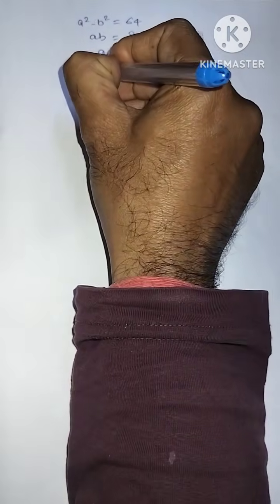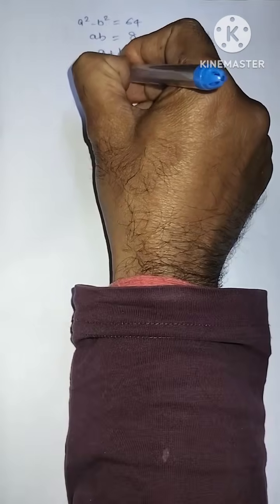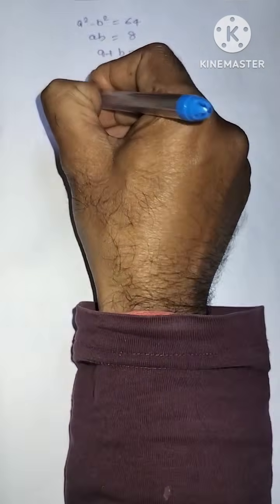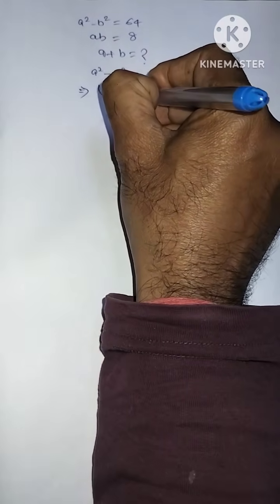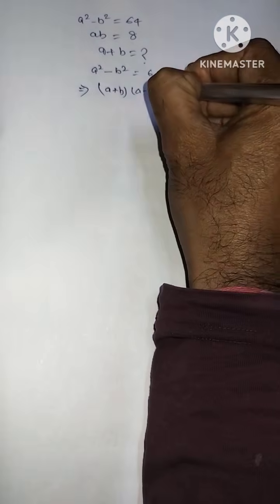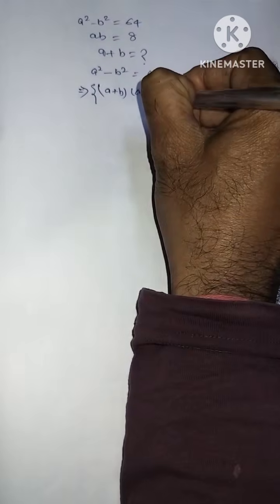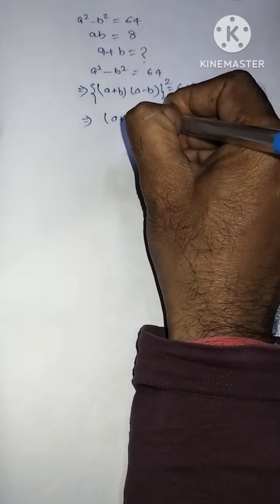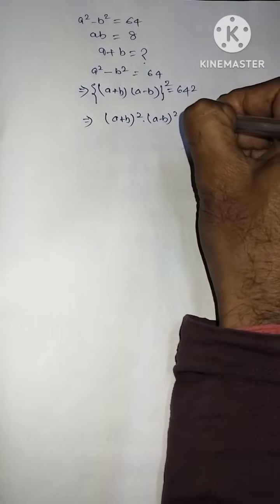Let's start. Here I will write the given equation: a square minus b square is equal to 64. Here I will use the identity and can write it as (a plus b) times (a minus b) equal to 64. What I will do, I will take a square on both sides. So it will be (a plus b) whole square times (a minus b) whole square equal to the square of 64.